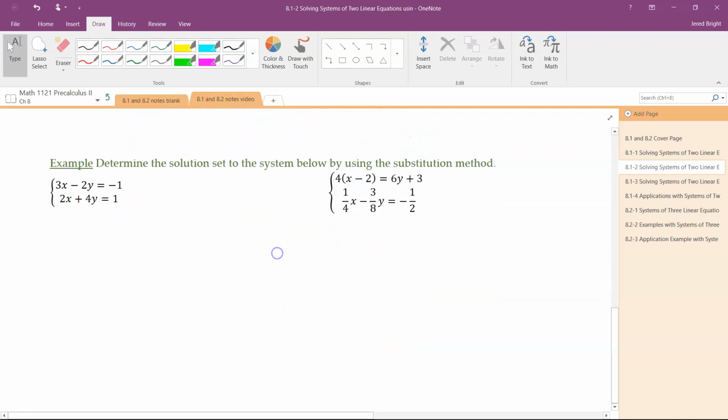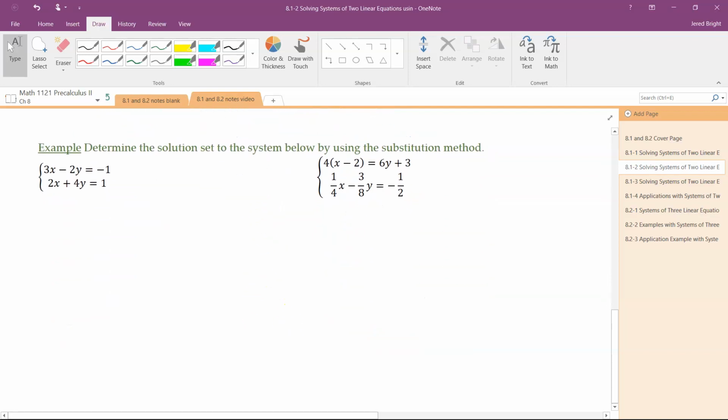Now here I guess we'll do the one on the left together, and then on the one on the right, I want you to pause the video and try that on your own.